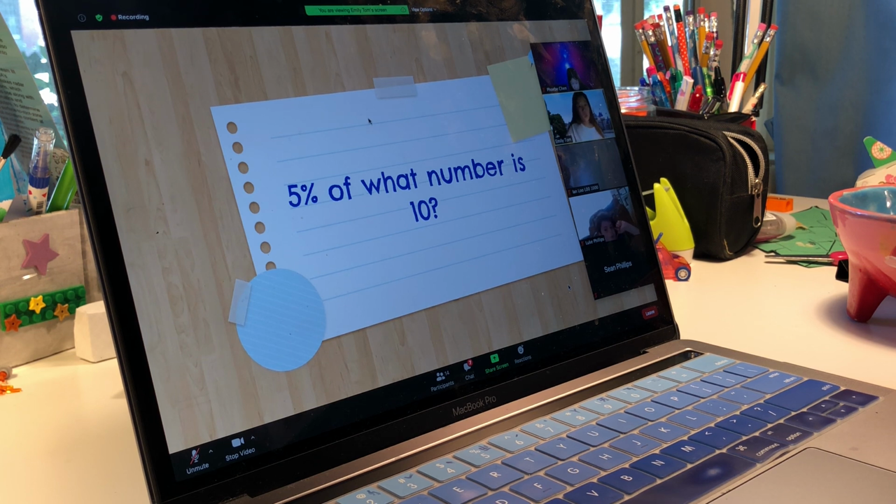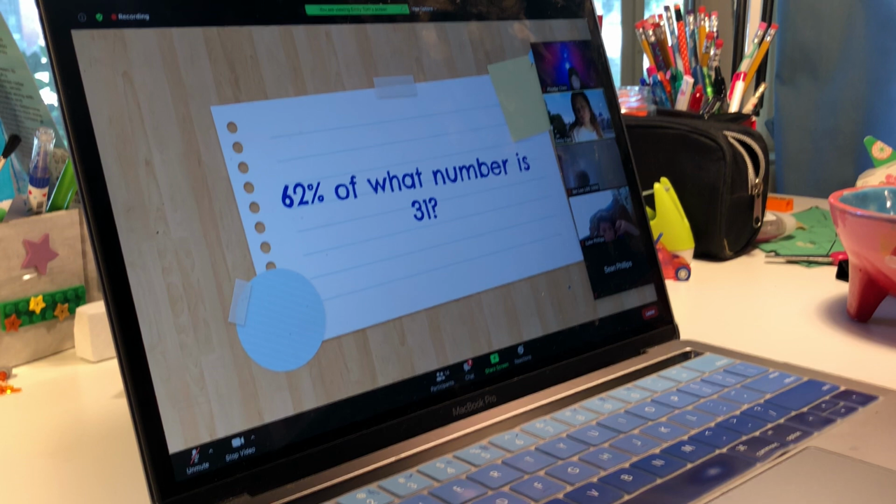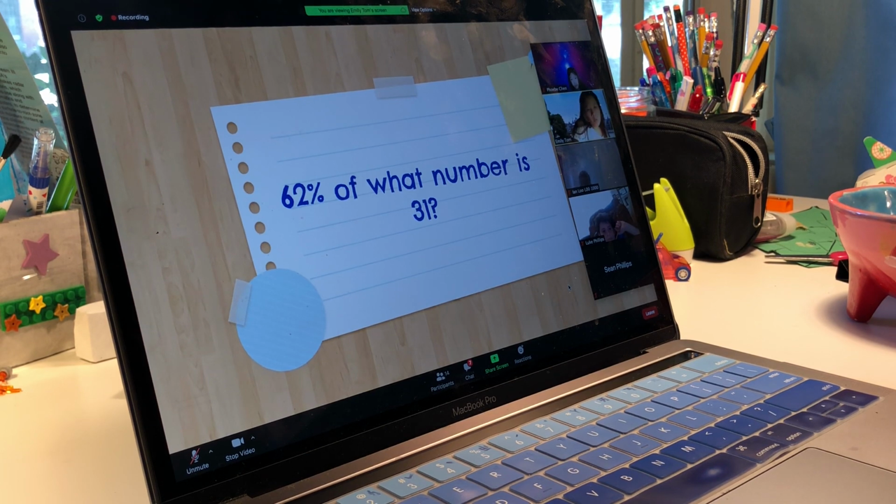Okay, 62% of what number is 31? Has anyone gotten bingo yet? No? Okay. 62% of what number is 31? Same concept, different numbers.